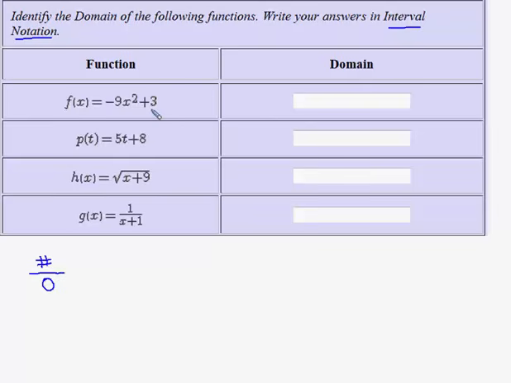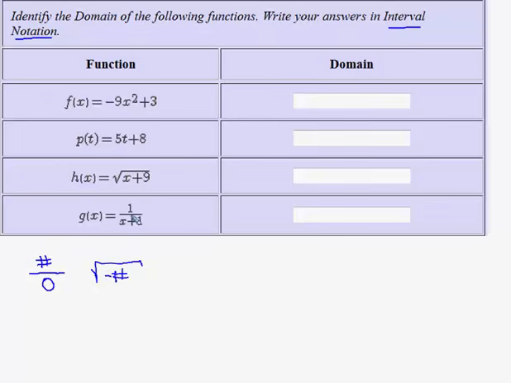Looking at the equations, there's only one equation that has division as an operation, that would be this one. So g will have a domain other than all real numbers because there is an input value for which you'd be dividing by 0. The other situation, if ever, is taking the square root of a negative number.